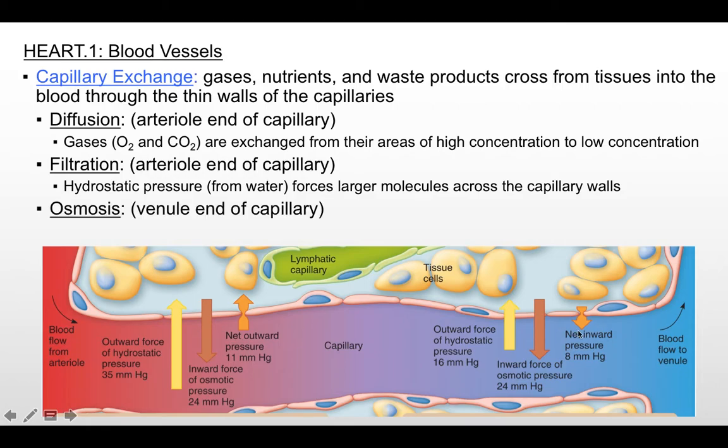On the other end, on the venous end, that's where we start to put some water back because we're under lower pressure. And so osmosis is water traveling from high to low pressure, and that's the last thing we'll exchange.